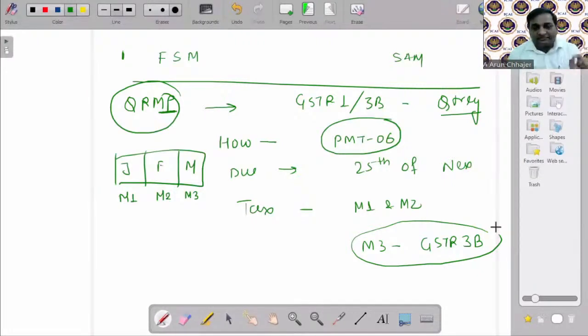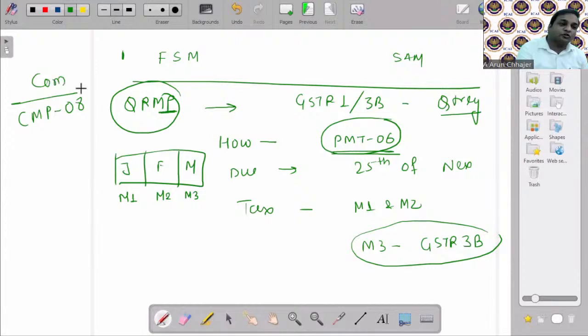For month 1, January, we will discuss. Sunil Dubey, it is applicable in case of composition, PMT 08. So like a regular dealer is paying the taxes through PMT 06, a composition dealer needs to pay the taxes through CMP 08.